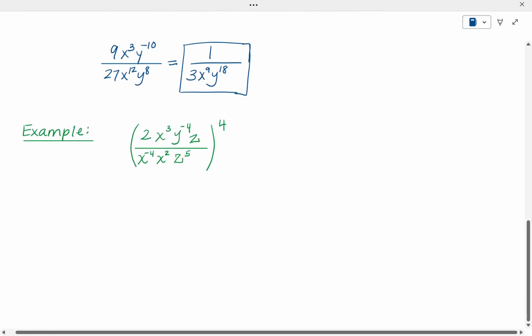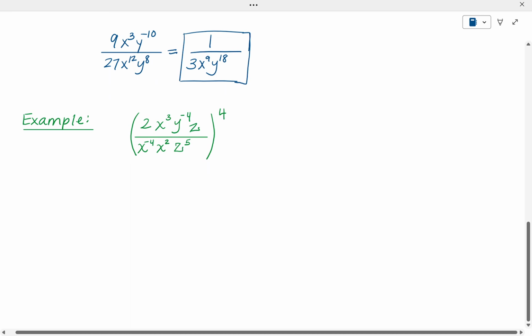All right, and I will continue with this last example in part 2.